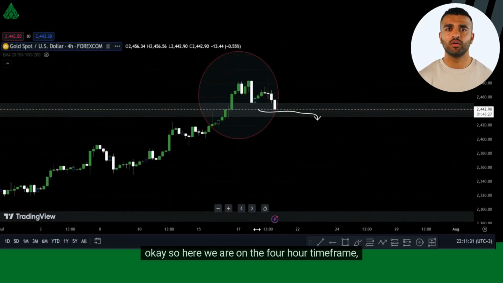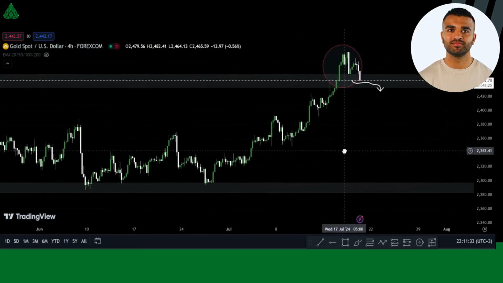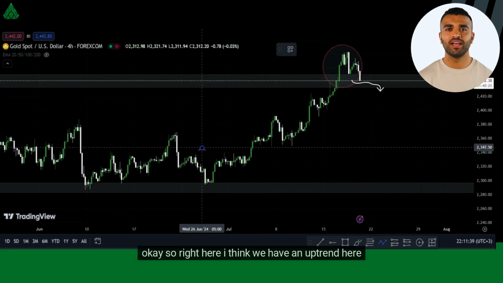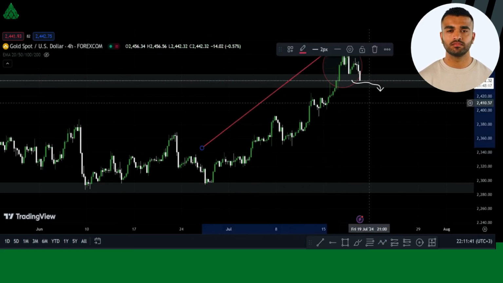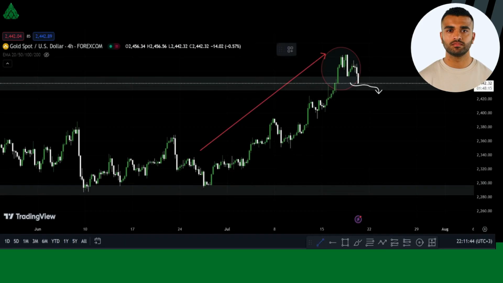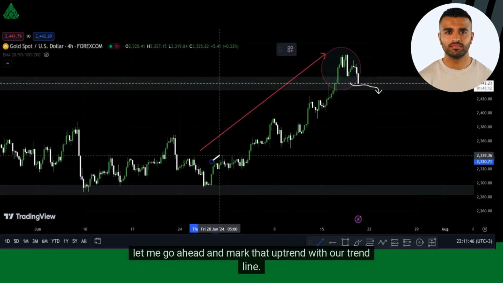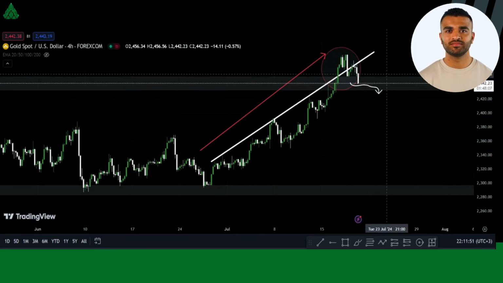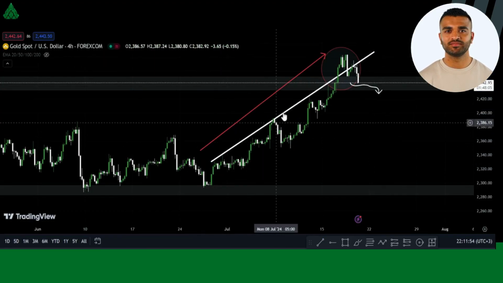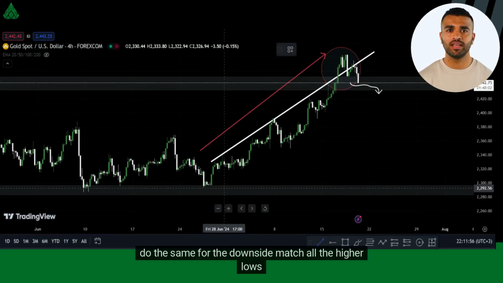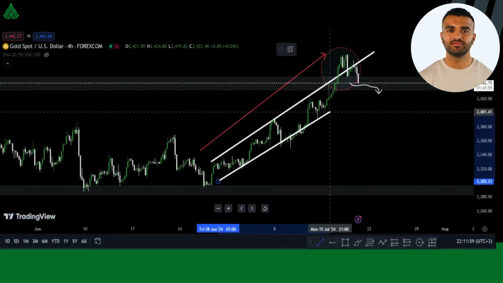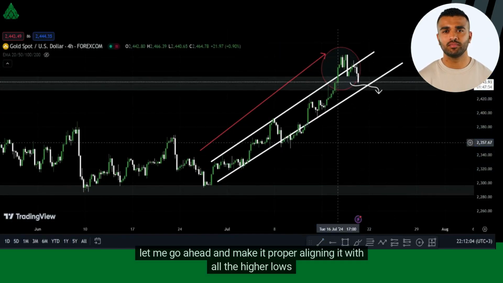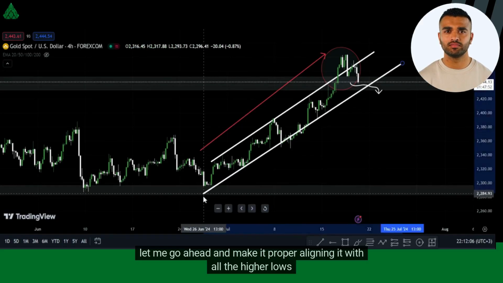Okay, so here we are on the 4-hour time frame. Okay, so right here, I think we have an uptrend. Right about here. Let me go ahead and mark that uptrend with our trend line. Let's go ahead and match all the higher highs. Do the same for the downside, match all the higher lows. Let me go ahead and make it proper, aligning it with all the higher lows.